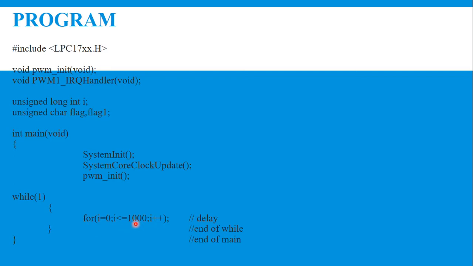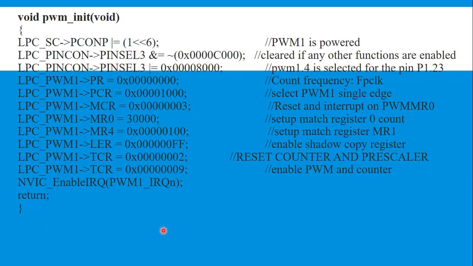So increase your value, and simultaneously, depending upon the I value, you should generate a PWM signal. That's the aim. So here, PWM initialization includes peripheral enable through power, by moving the particular value into the PCOMP register. Then pin control of the peripheral.